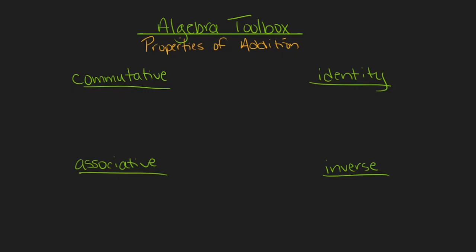We'll start out with the commutative property. It's a bit of a tongue twister of a name, but this reminds me of the word commute, which means to move around. And that is exactly what this property is all about.